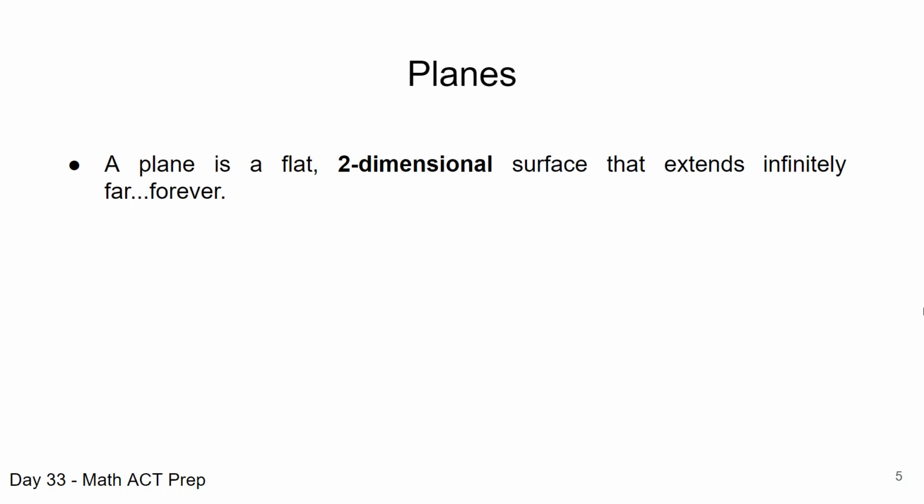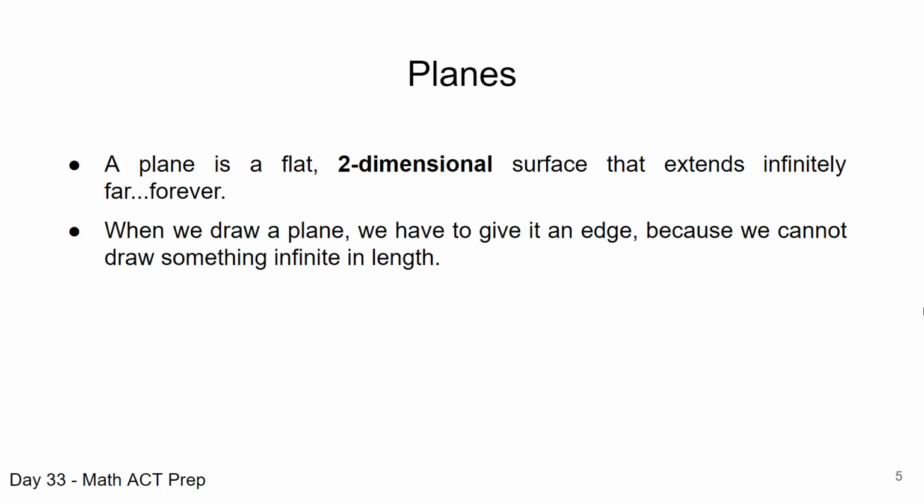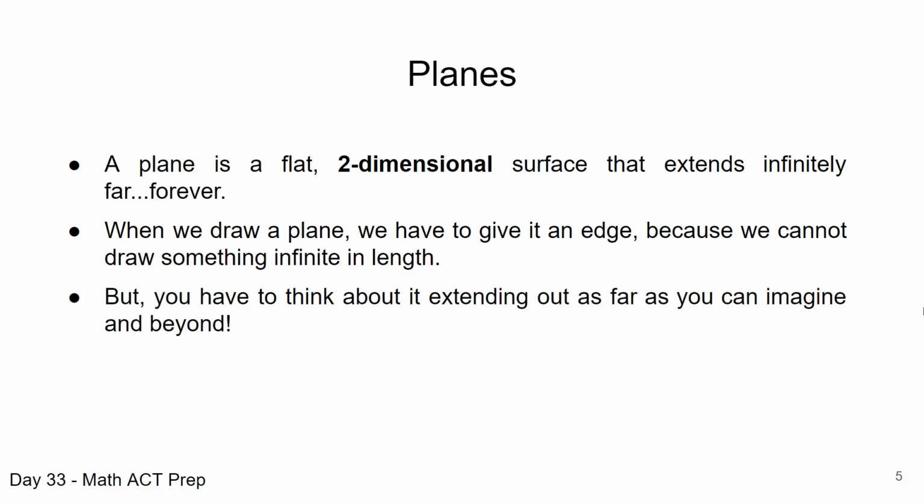When we're talking about a plane, this is a flat 2D surface that extends out infinitely. That means it goes on and on forever. Now that's hard for us to draw. When we are wanting to show a plane, it usually ends up as a quadrilateral with edges because that's what we have to do when we're drawing something. Sometimes we can think of a flat sheet of paper as a plane, but again, that gives an edge. But a plane extends out as far as you can imagine and beyond infinitely.